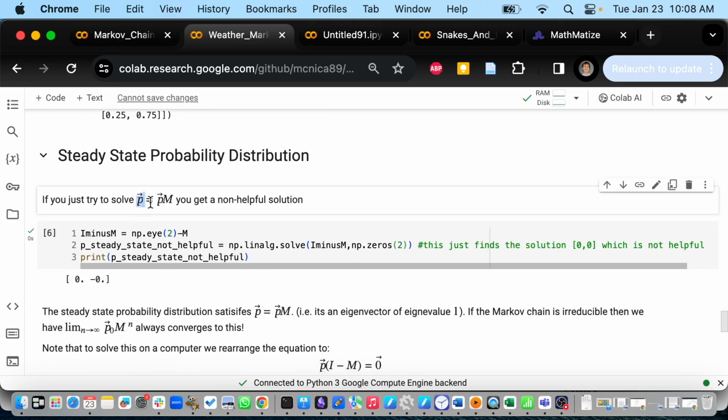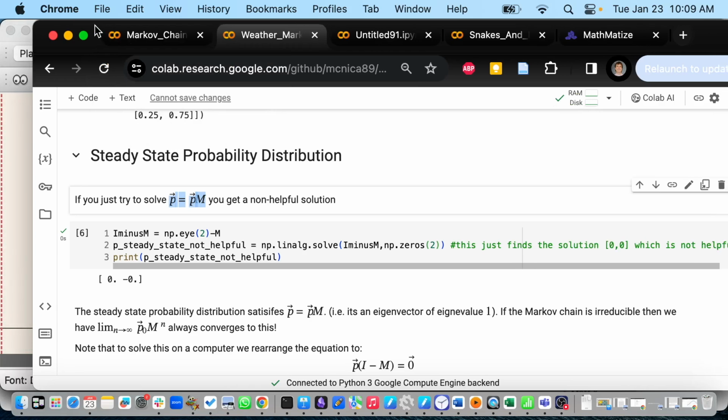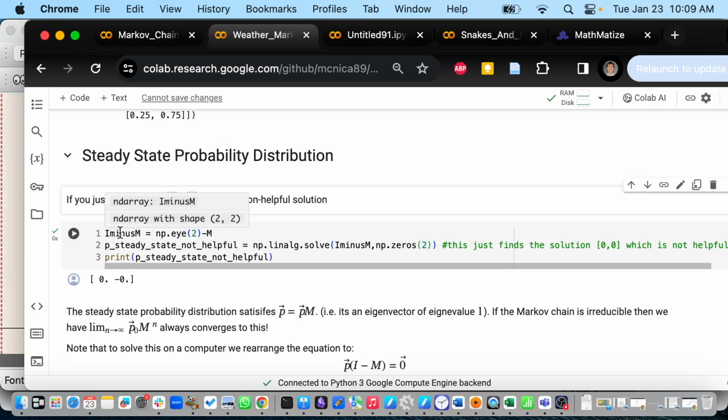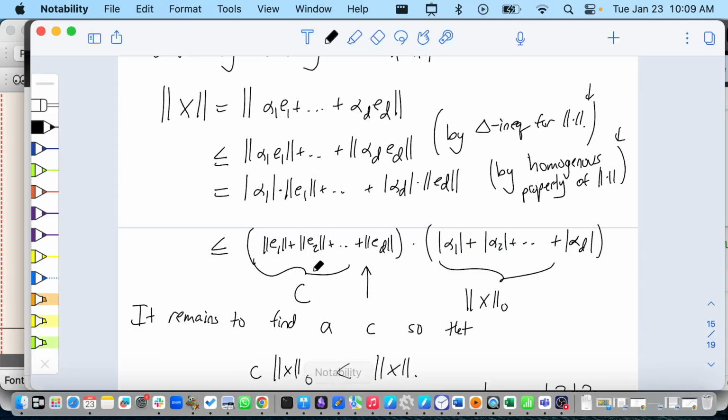So if you just try to solve p equals pm. Okay, I always forget, this projector cuts off a piece of the board. I don't know if it's very important, but let's rescue it. So if you try to solve p equals pm, how would you solve it? Well, NumPy has a solution called np.linalg.solve. And np.linalg.solve will solve equations of the form ax equals b.